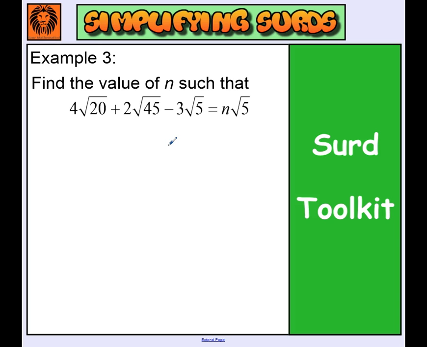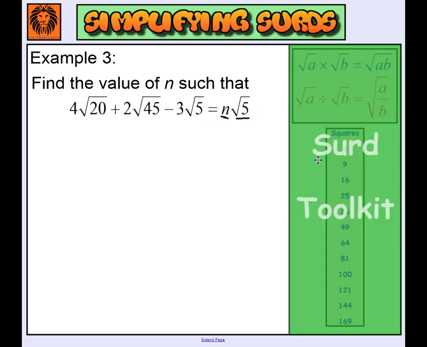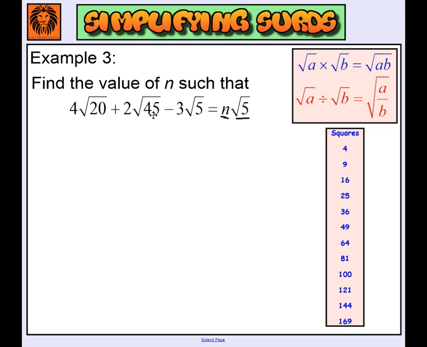With the last example, we need to find a value of n such that 4 lots of root 20 plus 2 lots of root 45 take away 3 lots of root 5 equals n lots of root 5. So we need to find this value n. Now the answer gives us a hint. This tells us that everything needs to be in terms of root 5. So by using the toolkit we need to turn the first 2 terms into terms of root 5.